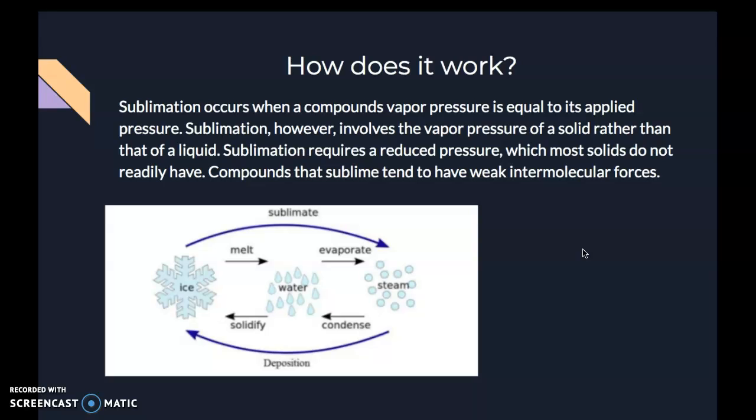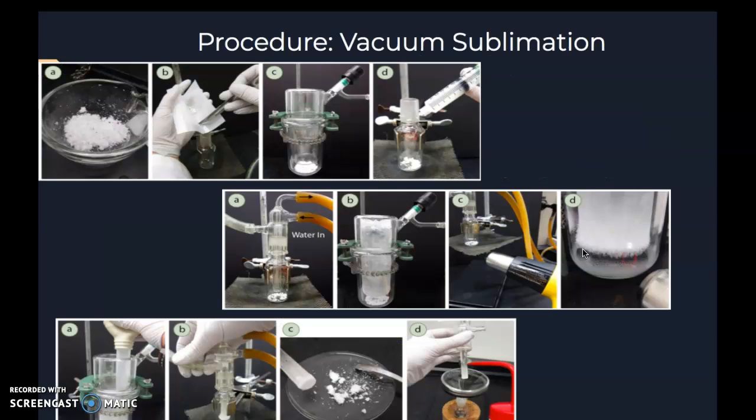How does it work? Sublimation occurs when a compound's vapor pressure is equal to its applied pressure. Sublimation requires a reduced pressure, which most solids do not readily have. Sublimation requires reduced pressure because reducing the pressure of the system allows for solids to boil at a lower temperature. Sublimation also occurs when a substance absorbs endothermic energy from its surroundings so quickly that melting never actually occurs. Compounds that sublime tend to have weak intermolecular forces.